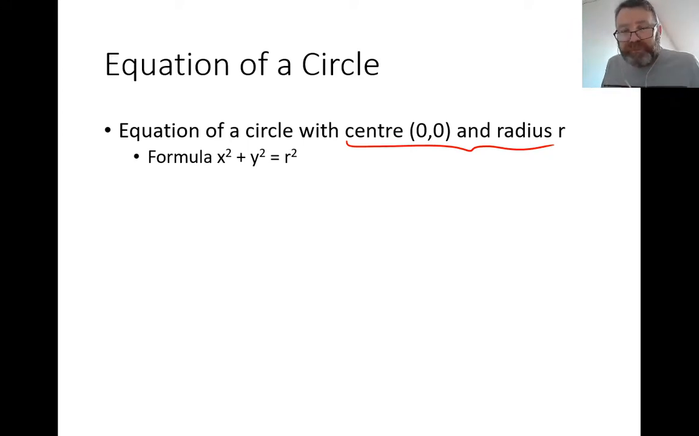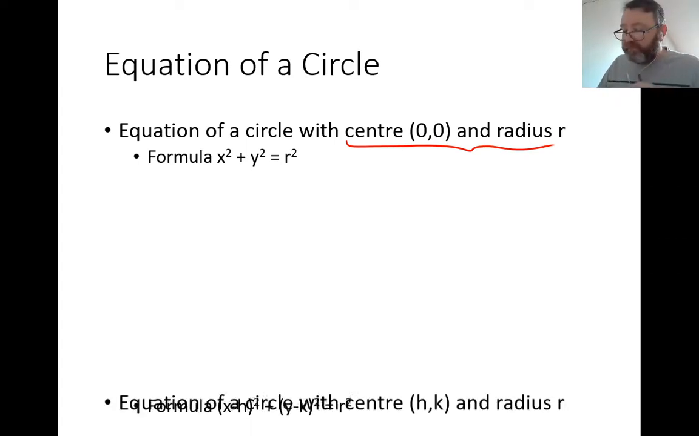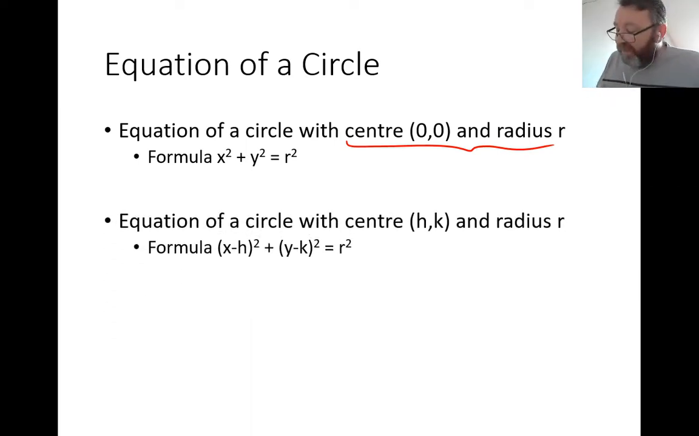Well, what if its center isn't at 0, 0? What does it look like then? Well, it looks like this. If the center is anywhere else except at 0, 0, we call the center h, k. And again, we give it a length of radius, which we're going to call r.